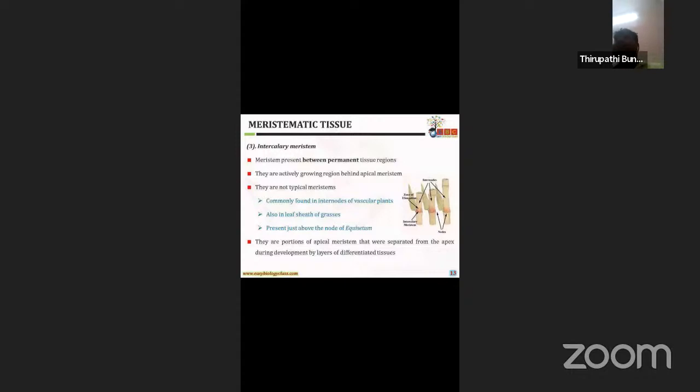Next, histogen theory, proposed by Hanstein, 1868. Third one is tunica and corpus theory, proposed by Schmidt. Tunica corpus theory.